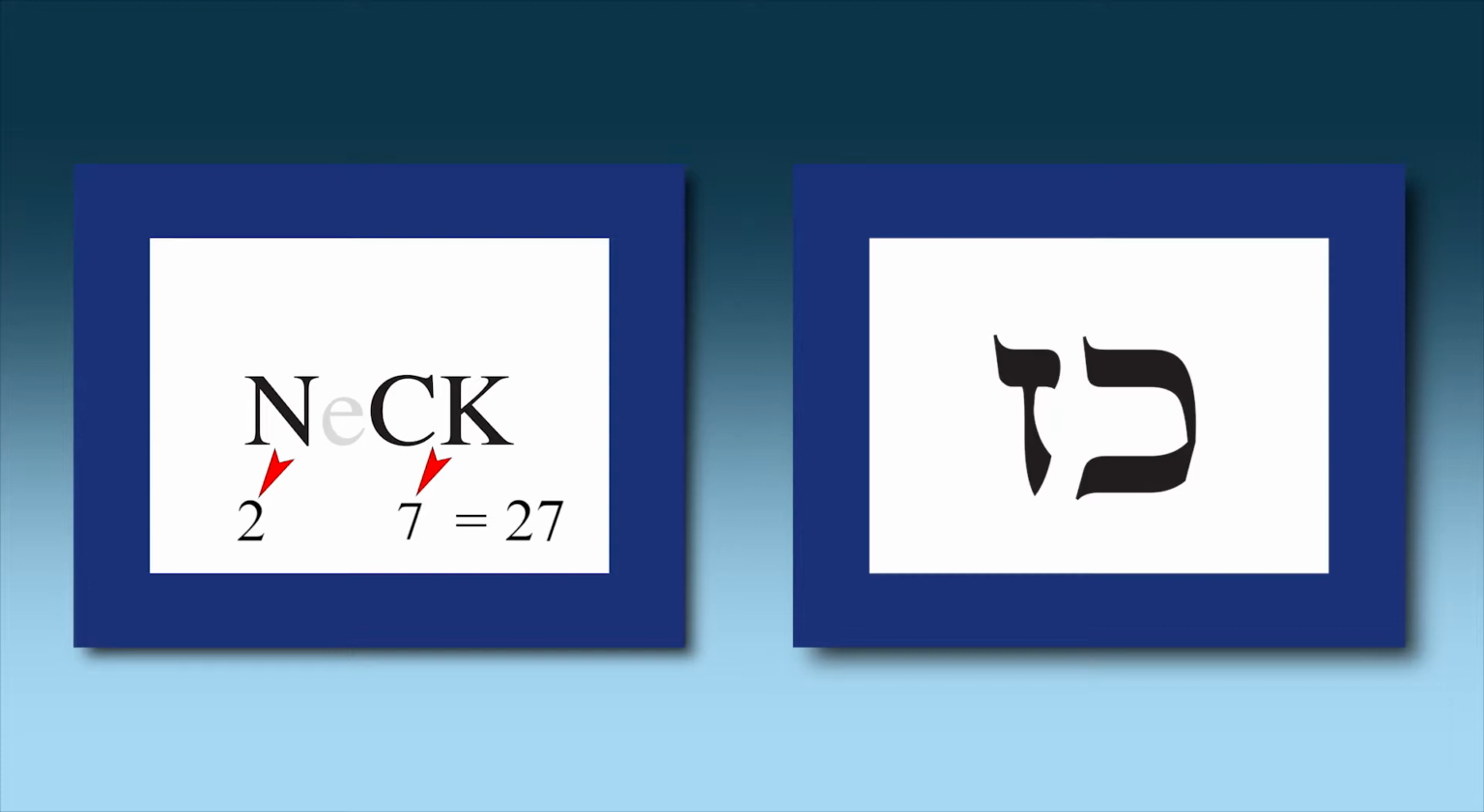Either neck or ink. Neck, N, E, C, K. Well, so C, K both have the same sound, and it's K sound, which is 7. And remember, we only count 1 if there's 2 in a row. So this is very simple.